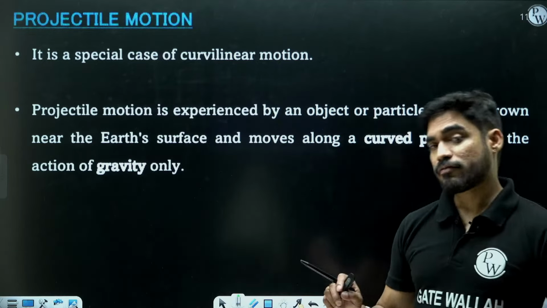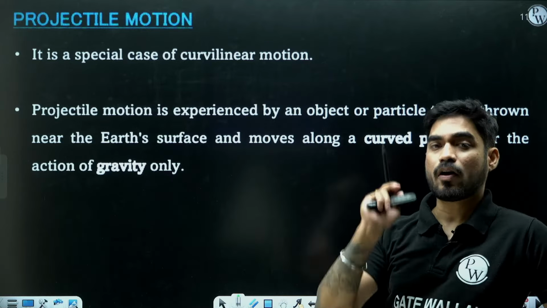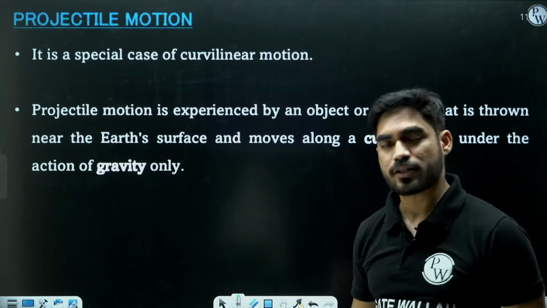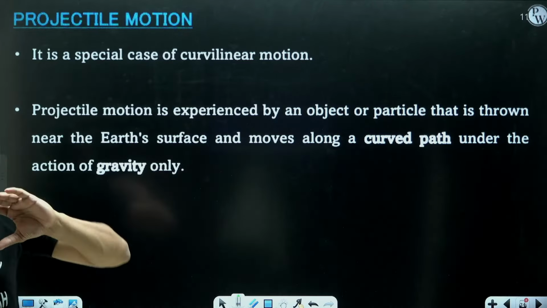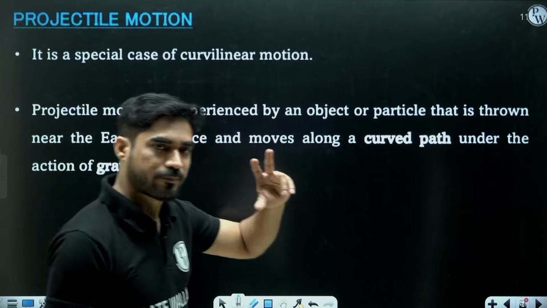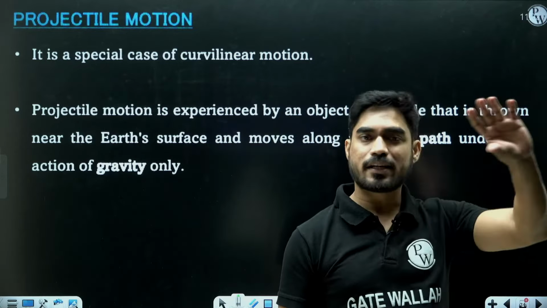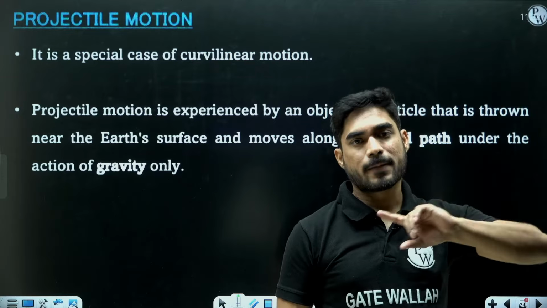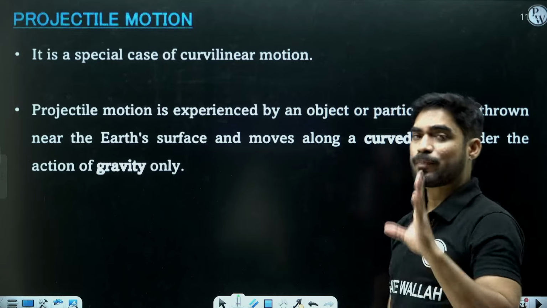Why? Because when the missile is in the air, it is not only acted on by gravitational force, not only acted on by weight. Thrust is also acting, right? Burning of the fuel is producing a thrust, so that is also acting on the missile. So the motion of a missile is not an example of projectile motion.